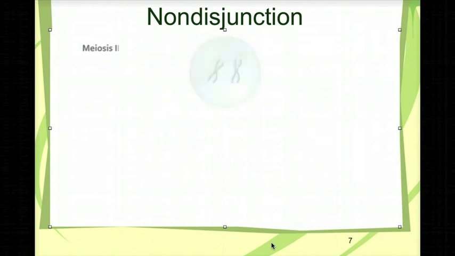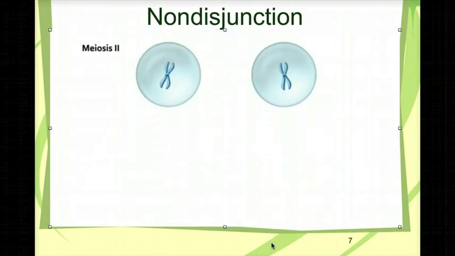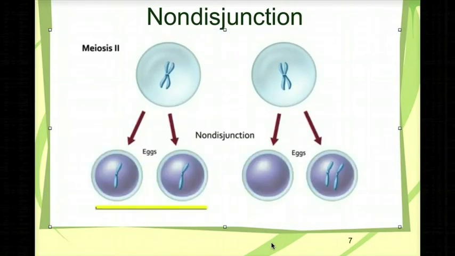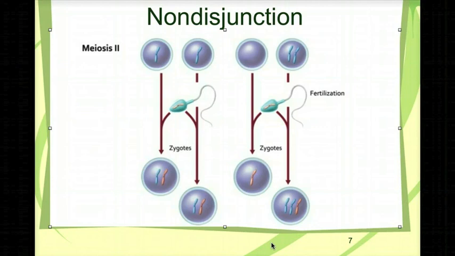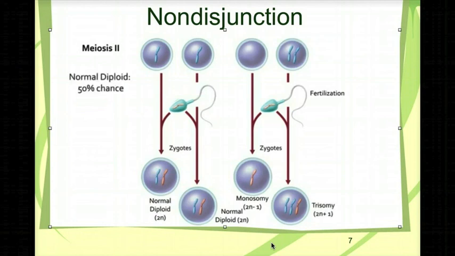Non-disjunction can also occur during meiosis II. In this scenario, meiosis I occurs normally. When the daughter cells separate during meiosis II, one daughter cell divides normally, but the other daughter cell divides abnormally. One egg lacks a chromosome while the other egg has an extra chromosome. When a haploid sperm cell fertilizes a haploid egg, a normal diploid results. If the sperm cell fertilizes the egg that lacks a chromosome, then monosomy results. If the sperm cell fertilizes the egg with an extra chromosome, then trisomy results. In this scenario, there is a 50% chance of a normal diploid, a 25% chance of a monosomy, and a 25% chance of a trisomy.